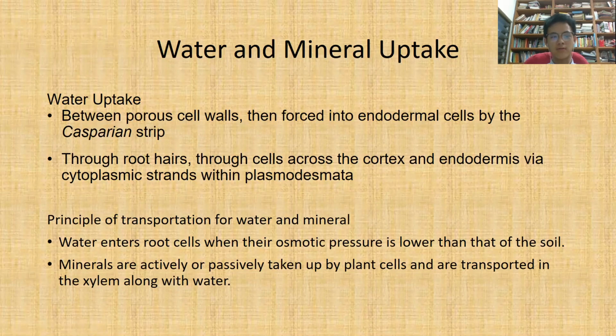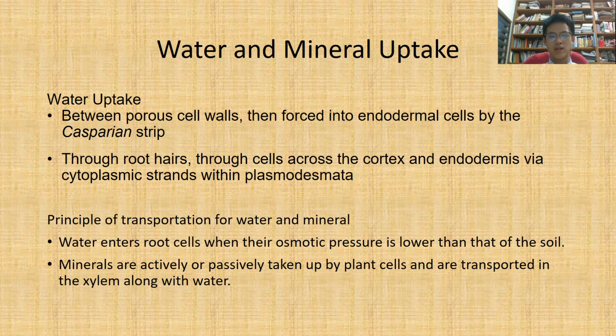The second method for water uptake is through the root hair. Water will pass through the cells across the cortex and endodermis via cytoplasmic strands within plasmodesmata. For your information, plasmodesmata are channels between adjacent cells, so any substance that needs to be transported across cells can pass directly through them. They can even be called a special type of protein, the junction protein, if you have ever learned about that.